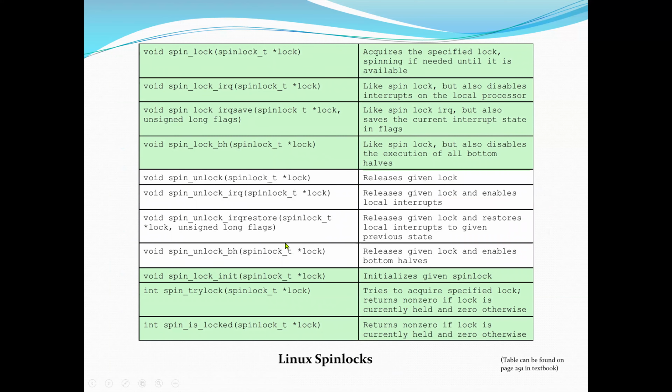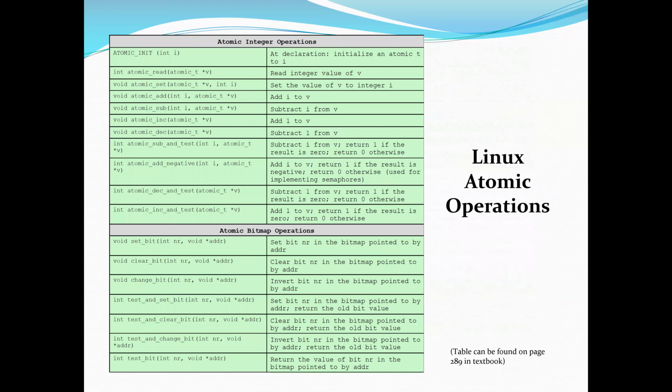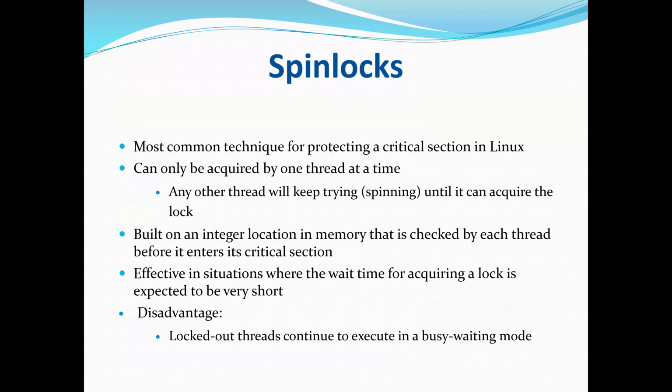So next we talk about the concept of spinlocks. This is the most common technique used for protecting the critical section in Linux. Only one thread at a time can acquire a spin lock. Any other thread attempting to acquire the same lock will keep trying, that's spinning, until it can acquire the lock. So that's why it's called a spin lock.